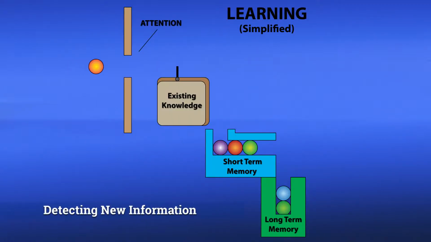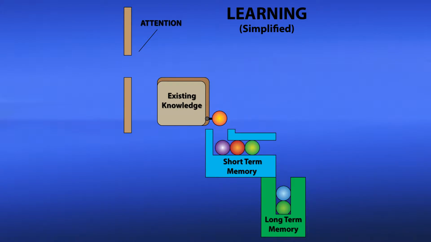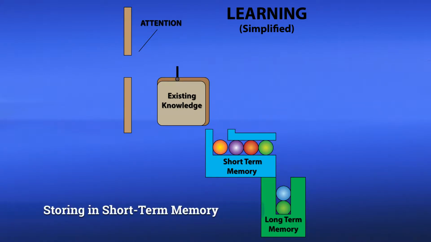A new piece of information can be captured if our attention is open. If it links with our existing knowledge, it will be diverted towards short-term memory. If there is space available, it will be accepted in short-term memory. After a while in short-term memory, it may be transferred to long-term memory.